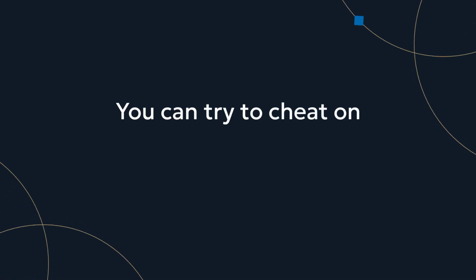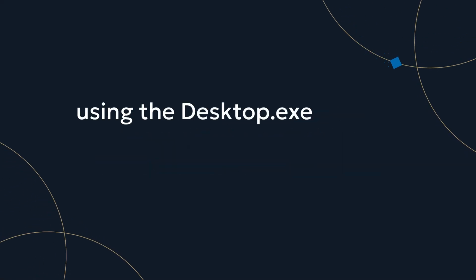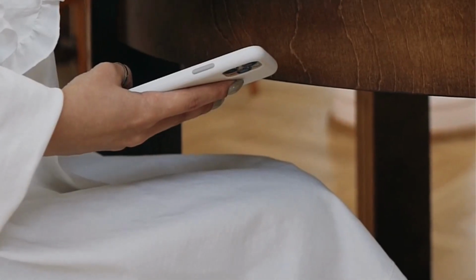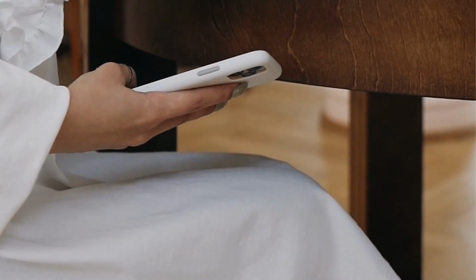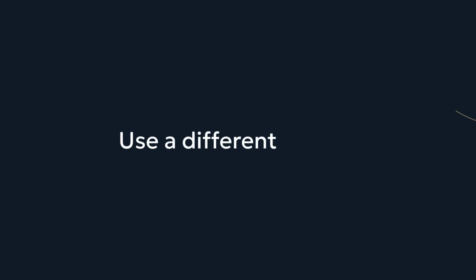You can try to cheat on Examplify by switching windows with Alt+Tab, using the desktop.exe trick, or setting up a virtual machine. Additionally, using a phone or other devices not connected to the Examplify PC could also be used to cheat on Examplify. Use a different device.